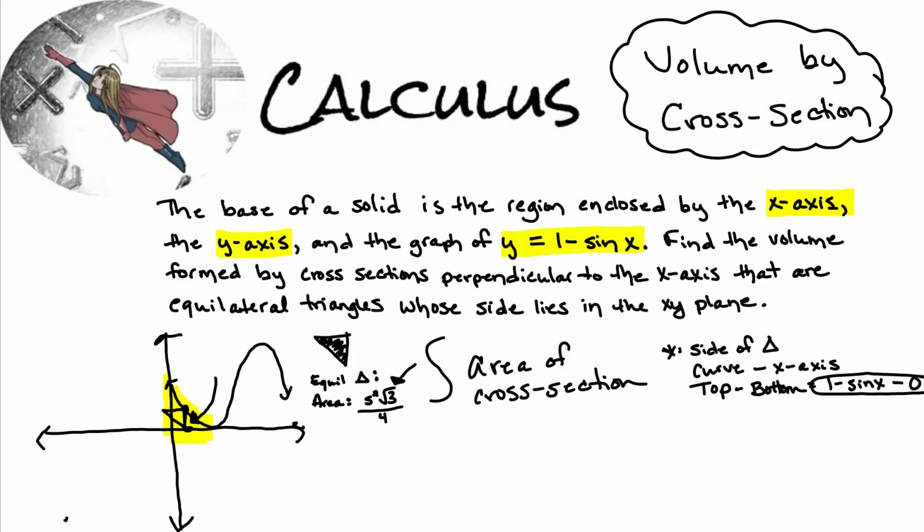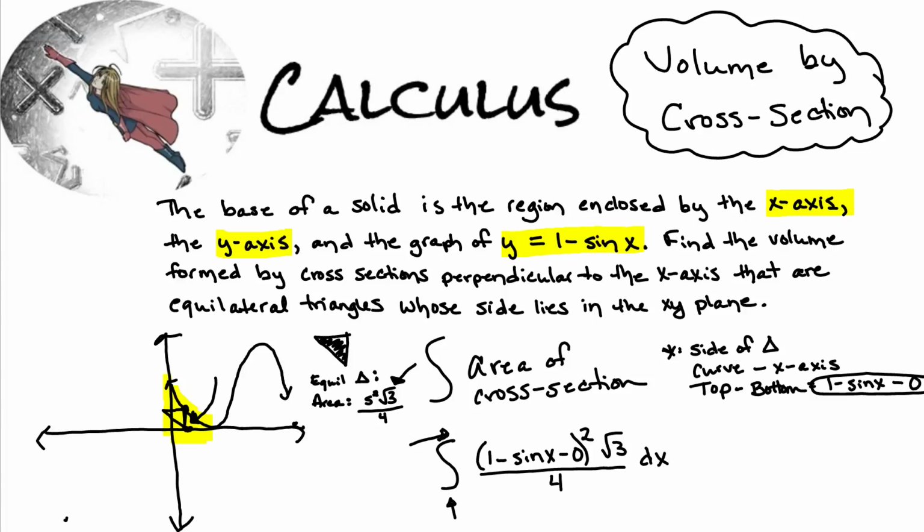So I just made a little more room, and now I'm going to write into my integral the area of the cross section, which would be the s squared. So that would be 1 minus sine of x minus 0, which I don't really have to write, squared, root 3 all over 4 dx. And then the last thing I need to do is find the lower limit and the upper limit for x, because everything is in terms of x.